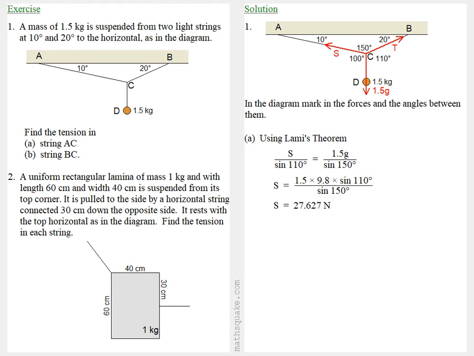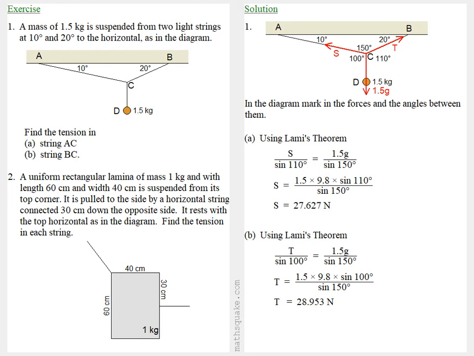Now in part B we're asked to work out the tension in the string BC. Well, again we can use Lami's theorem. Now we have T over the sine of the angle opposite it, which is T over the sine of 100 degrees, is equal to 1.5g over the sine of 150 degrees. Now g again is 9.8, and we can multiply both sides by the sine of 100 to get T equals 1.5 times 9.8 times the sine of 100 all over the sine of 150, which means T is equal to 28.953 newtons.